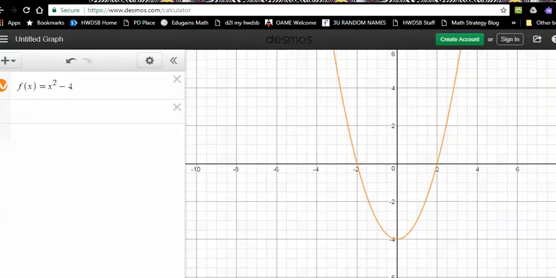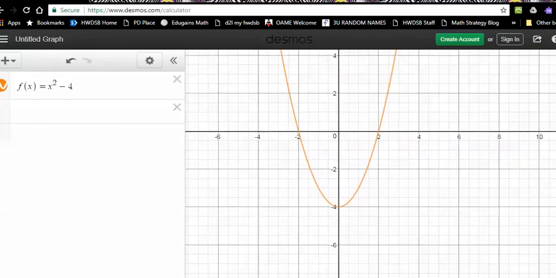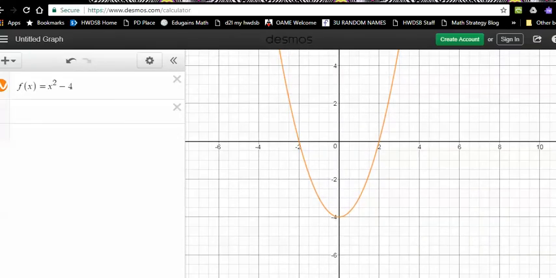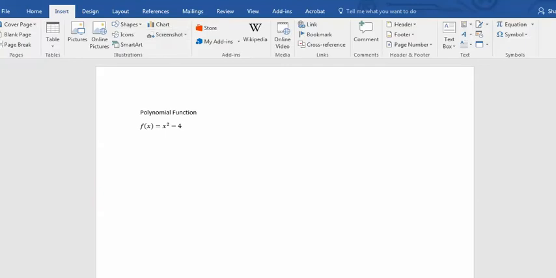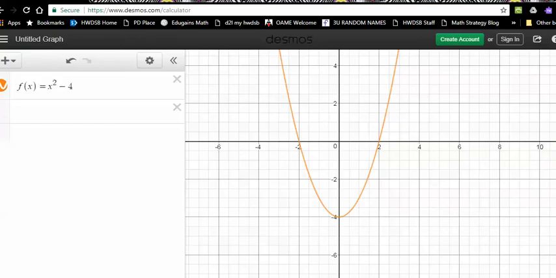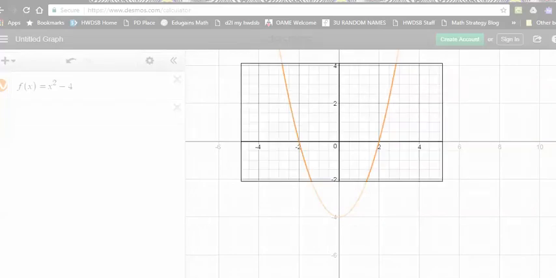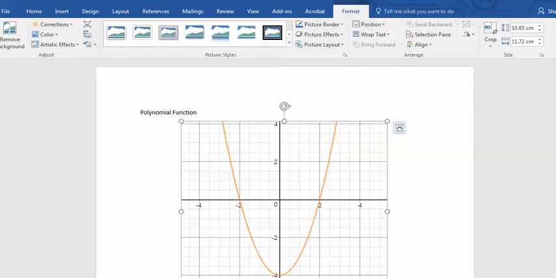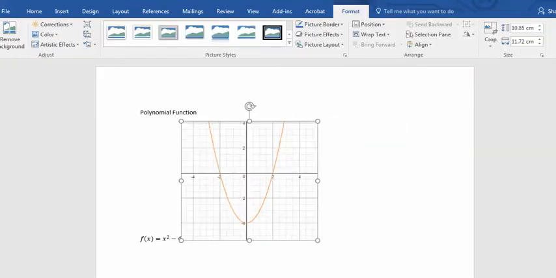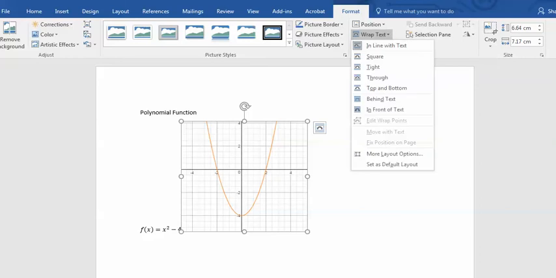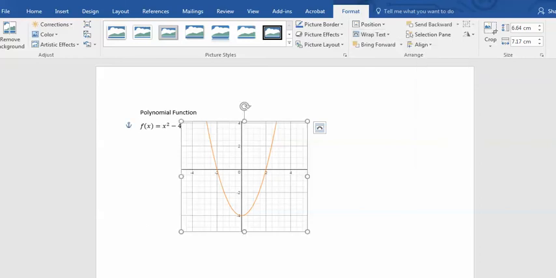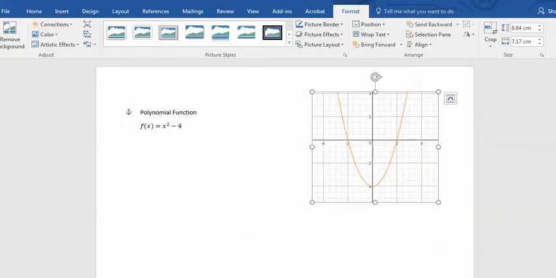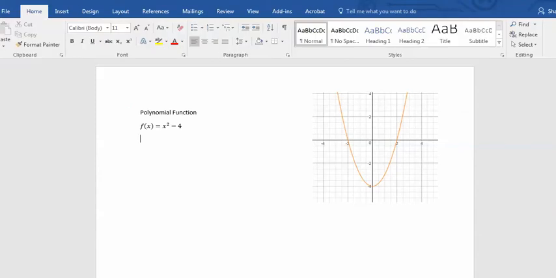I've gone into Desmos and I've already graphed it here. So I want to take a screenshot of it now. I'm going to insert screenshot, and do a screen clipping, and just highlight the important areas of my graph. Then it'll import it into Word. I'm going to shrink it down to the size I want, and then wrap text. I like to pick behind text, something that's just not going to get messed up. So there you go. There's our polynomial function.